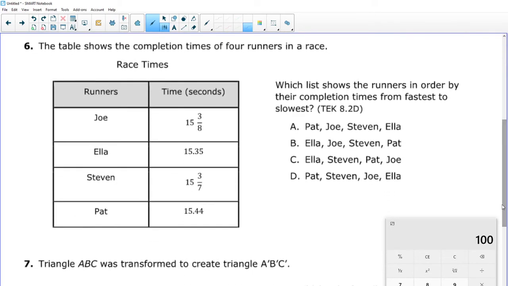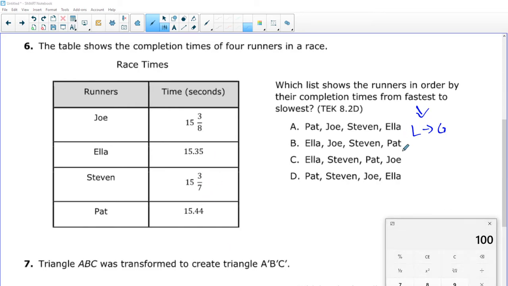All right, number 6. Which list shows the runners in order from fastest to slowest? So the trick here, if you never went to gym class, fastest time is the quickest time. So we actually want to order these from least to greatest. Okay? So they all start with 15 seconds. So I don't even care about the whole number part.